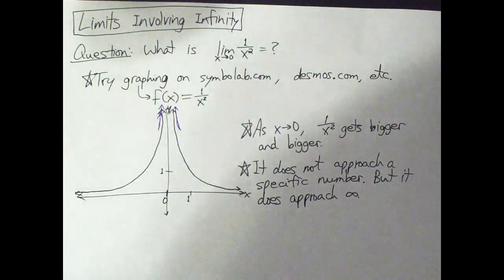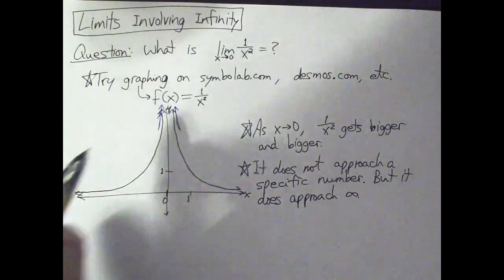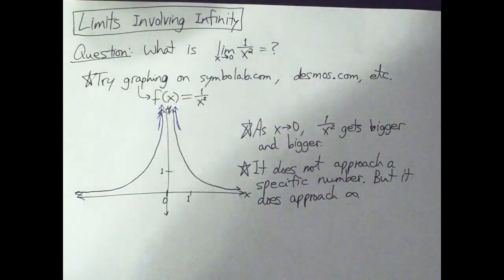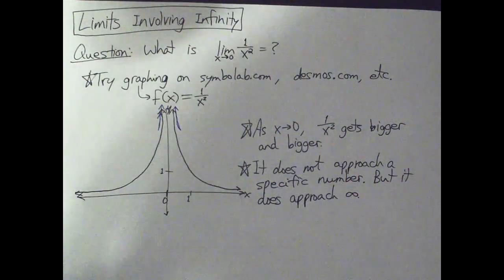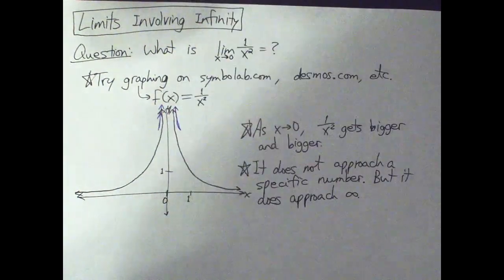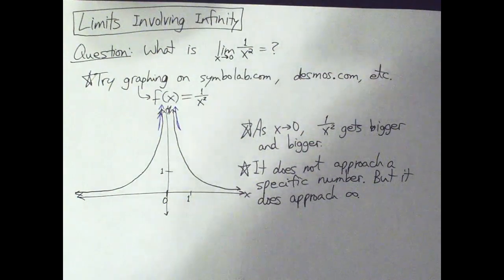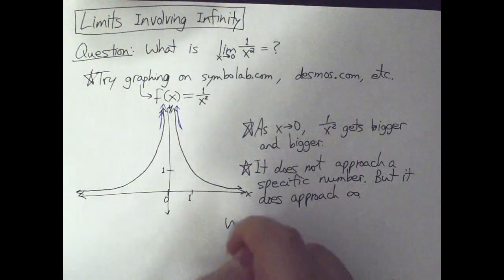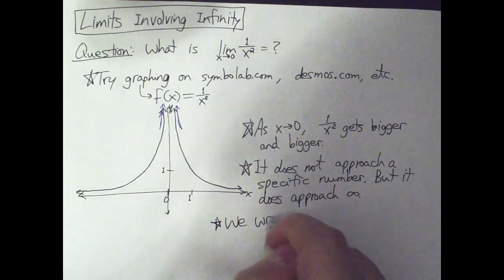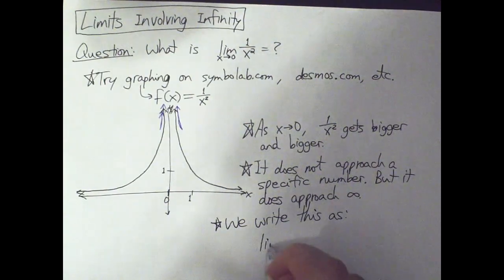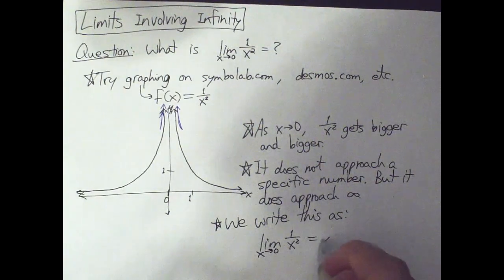When this thing keeps growing larger and larger, eventually it's going to go off the top of my page, off the top of our screen, way up into the ceiling and above. And it's going to go up to 1,000, 1,000,000, 1,000,000,000, 1,000,000,000,000, and it's going to keep going. And that's what we mean when we say that it is approaching infinity. We write this as, we say the limit of 1 over x squared as x goes to 0 equals infinity.